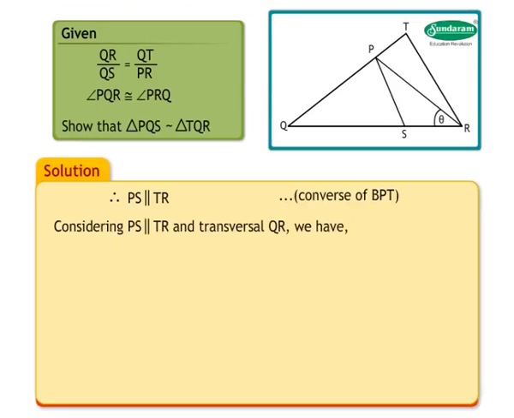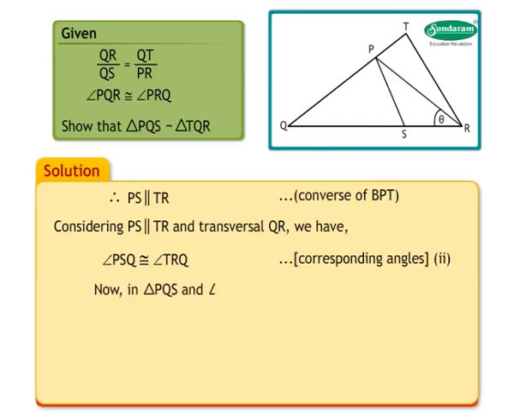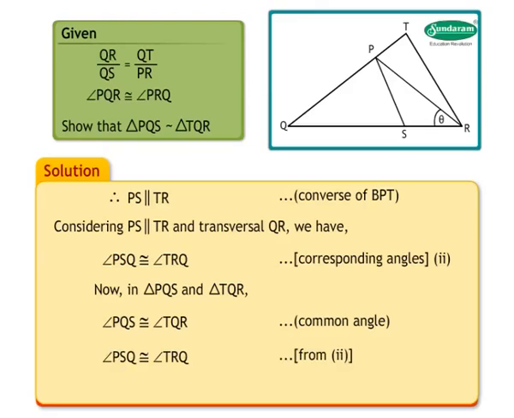Considering PS parallel to TR and transversal QR, we have angle PSQ is congruent to angle TRQ as they are corresponding angles. Let us mark this as statement 2. Now, in triangle PQS and triangle TQR, angle PQS is congruent to angle TQR as they have a common angle Q, and from statement 2 we get angle PSQ is congruent to angle TRQ. Therefore, triangle PQS is similar to triangle TQR by AA test of similarity.